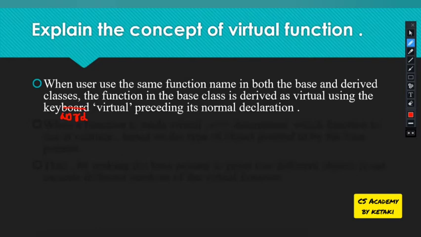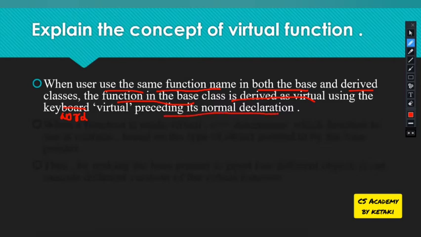When the user uses the same function name in both classes, the base class and the derived class, the function in the base class is declared as virtual. How do we write the virtual function? We write the virtual function by using the keyword virtual, preceding its normal declaration.